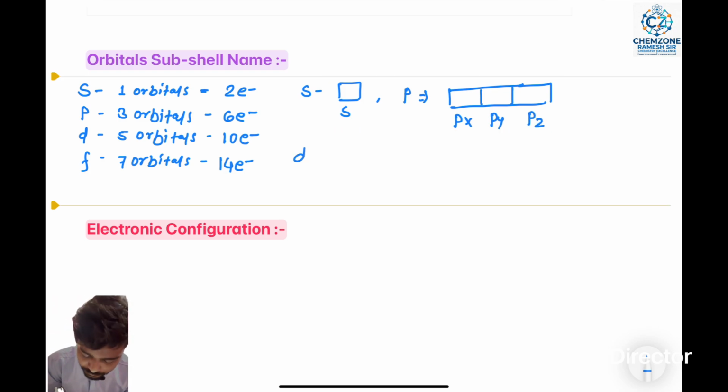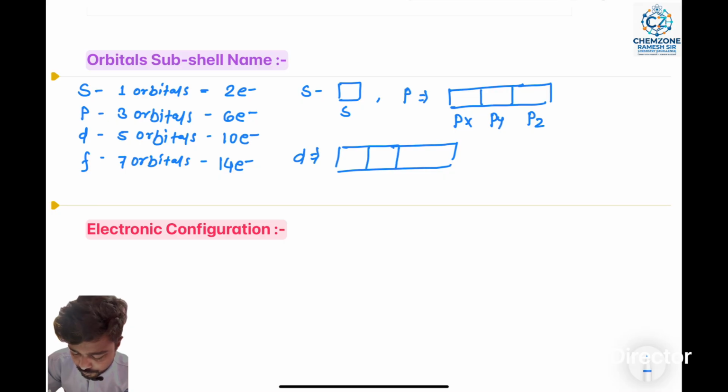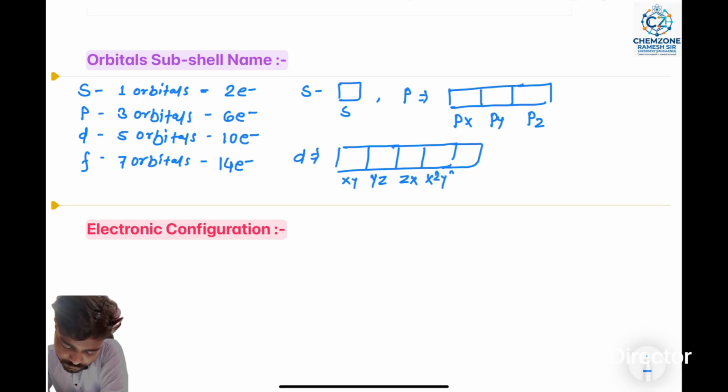And d orbitals: d means 5 orbitals are present. So that is your d orbitals, 1, 2, 3, 4, and the last one is the 5th. That is the nomenclature of your d orbitals: xy, yz and zx, x square minus y square, and the last orbital is z square. Okay, that is the nomenclature of your subshells.